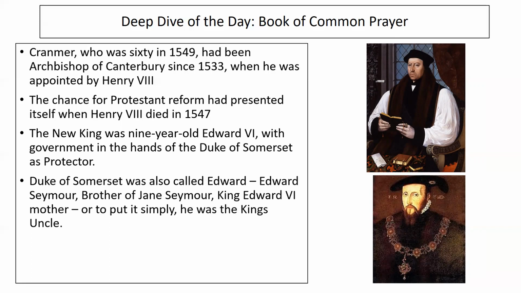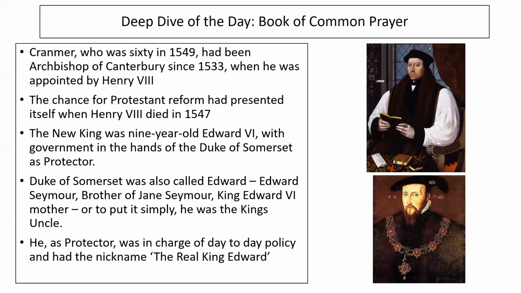Now, this is the gentleman below, the Duke of Somerset. He just happened to also be called Edward, but not Edward Tudor, like the king, but Edward Seymour. He is the brother of Jane Seymour, King Edward VI's mother. Or to put it a bit simpler, he is the king's uncle from his mother's side. So he is not related directly to Henry VIII at all, but he is related to Edward VI.